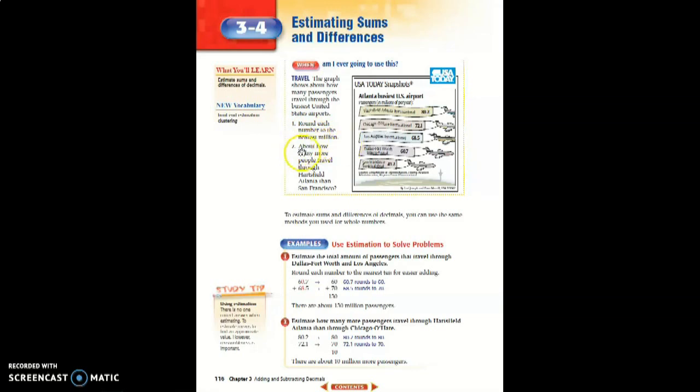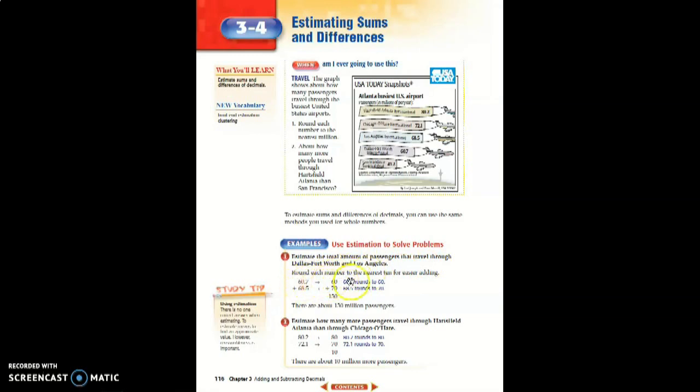2. About how many more people travel through Atlanta than San Francisco? To estimate sums and differences of decimals, you can use the same methods you use for whole numbers. Example: use estimation to solve the problem. 1. Estimate the total number of passengers that travel through Dallas-Fort Worth and Los Angeles.